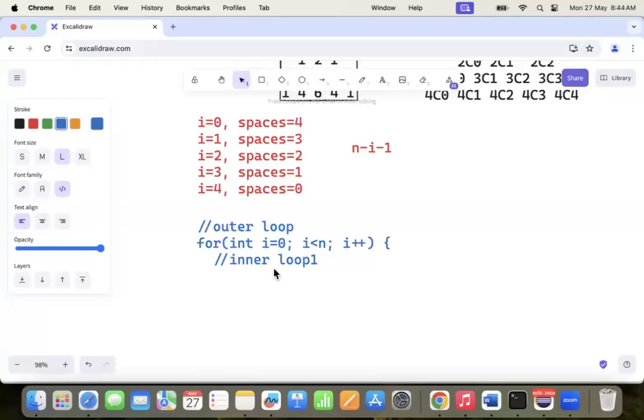Let's understand. Guys, we are working with inner loop one. Inner loop one is for spaces, right? So for int j is equal to 1, j less than or equal to n minus i minus 1. Am I clear? j plus plus. System dot out dot print space.